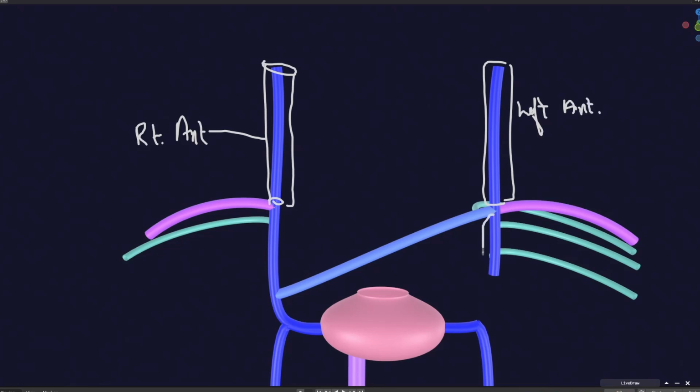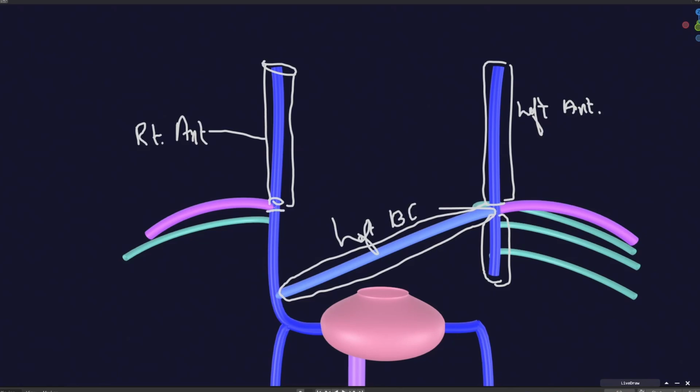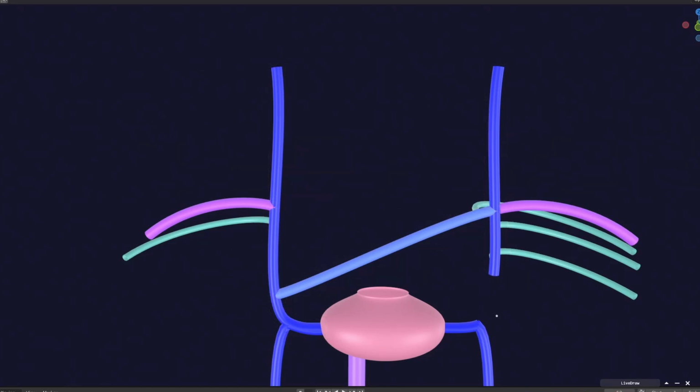And now this remaining part of the left anterior cardinal will form the superior intercostal vein. Then this transverse anastomosis will form the left brachiocephalic vein. And then this part of the right anterior cardinal vein, which is below the junction of the subclavian vein with the anterior cardinal, up till this transverse anastomosis, is going to form the right brachiocephalic vein. And this proximal most part of the right anterior cardinal and common cardinal is going to form the superior vena cava. So let's watch the animation again.